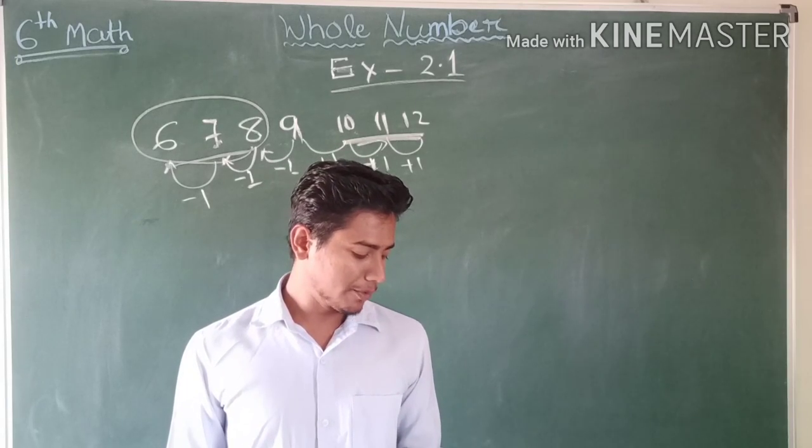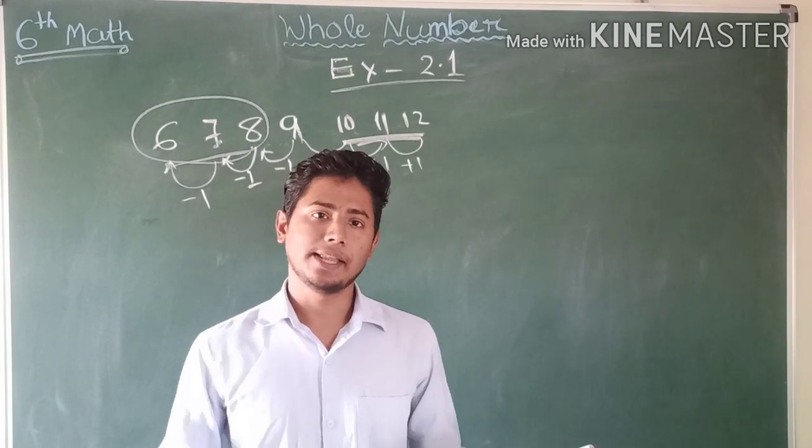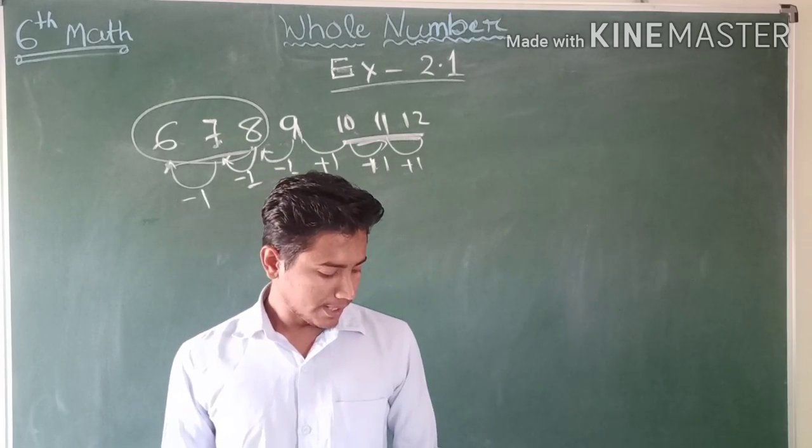So now question number 3. Which is the smallest whole number? All of you know, so you can solve it by yourself. Then question number 4.